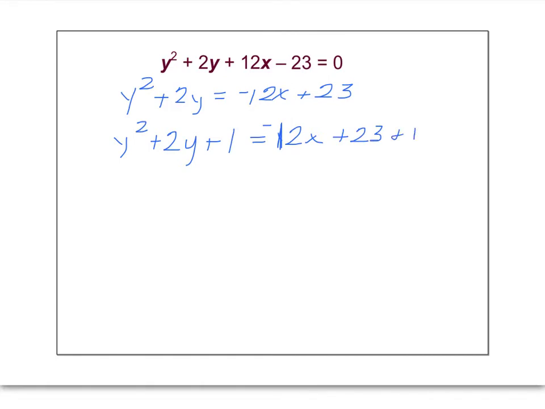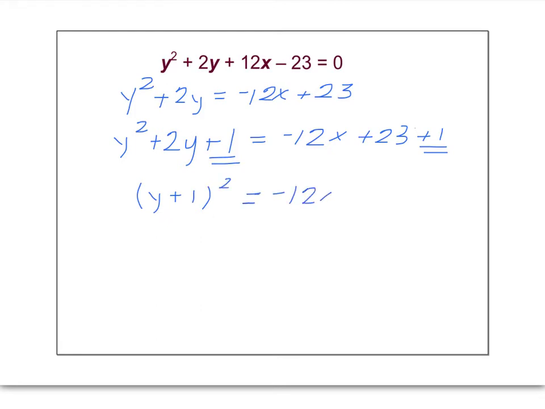So negative 12x plus 23 plus 1. And again, this plus 1 has to do with completing the square and recognizing that the equation has to remain in balance. So if I now factor this perfect square trinomial, this becomes y plus 1 squared equals negative 12x plus 24. Now we're almost there.